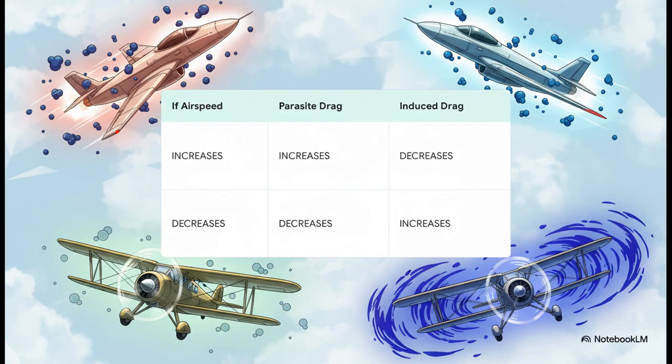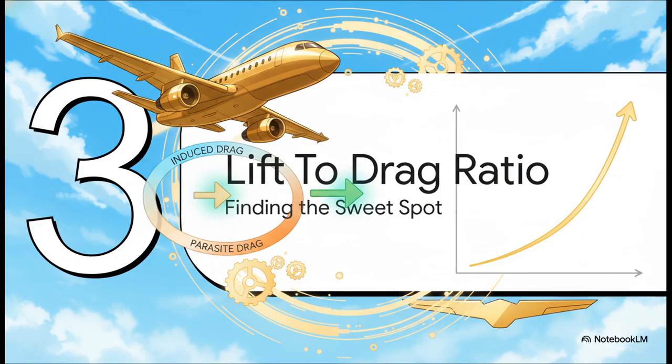As you fly faster, your wing gets more efficient at slicing the air at a lower angle of attack, so induced drag drops off. Bottom line, speed up, parasite goes up, induced goes down. Slow down, parasite drops, but induced skyrockets. And that inverse relationship takes us perfectly into Section 3, the lift-to-drag ratio, finding the sweet spot.